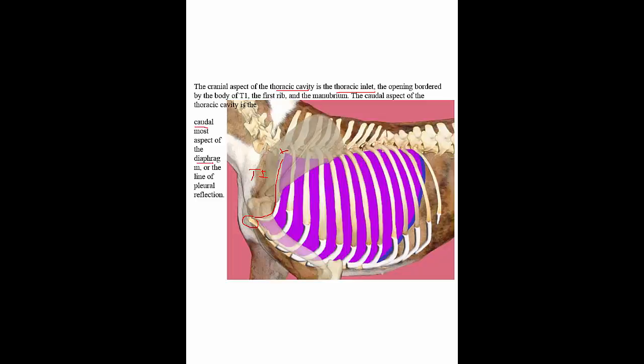The caudalmost aspect of the thoracic cavity is the diaphragm. And what did we say the caudal aspect of the diaphragm was? It was a line of pleural reflection from the angle of the last rib to the 8th costal cartilage. So this purple space in here, inside of the ribs and inside of the thorax for that matter, is specifically the thoracic cavity.